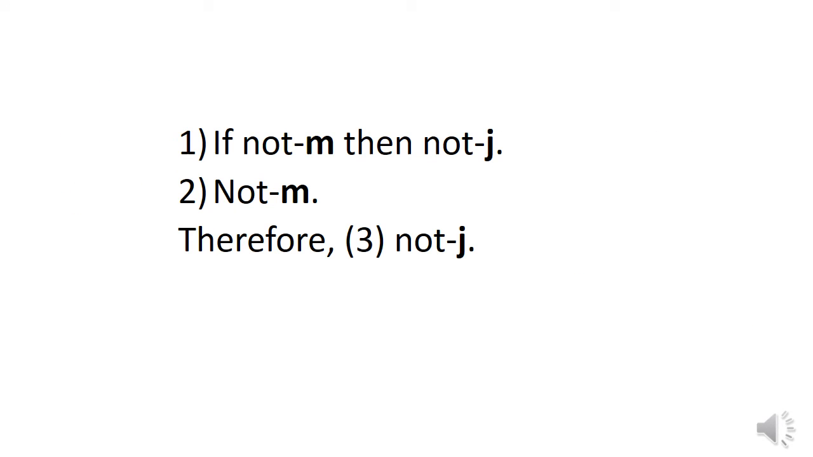By the same token, an argument like if not M, then not J; not M; therefore not J, is a straightforward modus ponens, despite all the nots. As long as the antecedent, the first part of premise 1, is exactly affirmed in premise 2, then the consequent, the second part of premise 1, follows. What matters is the relation between the premises.